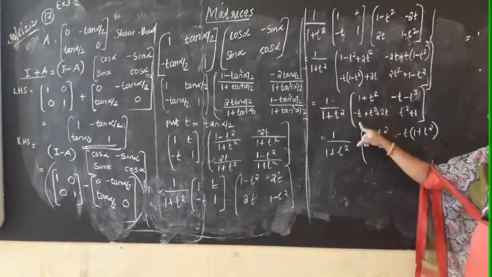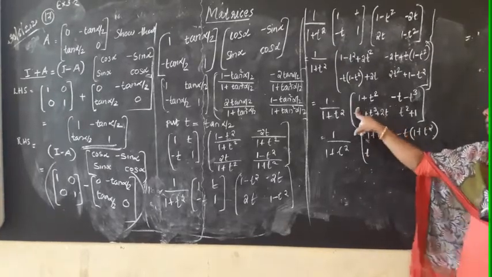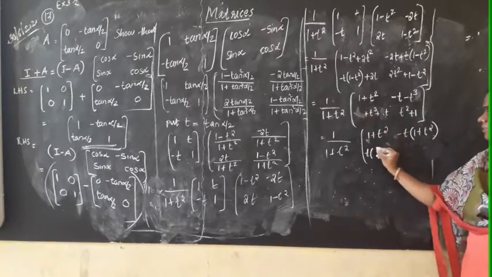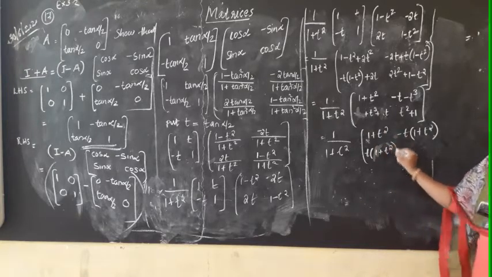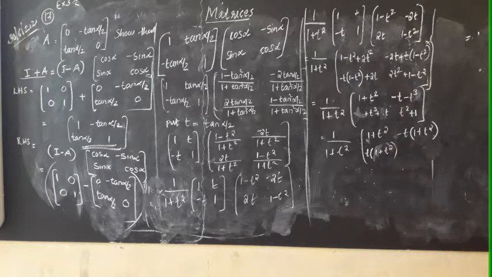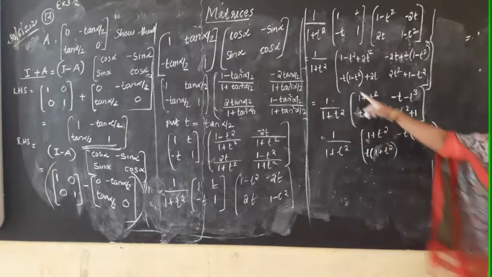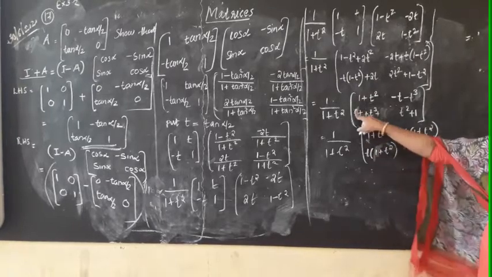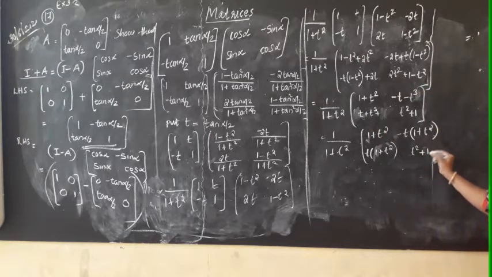Here it is t into this minus t, that will become plus t. Clear? T, if you take it out, what we get? T is 1 plus t square, or t square plus 1. I hope you understood this step. T plus t cube, isn't it? Minus t plus 2t, that is t. T plus t cube. And here 2t square minus t square, it is t square plus 1.